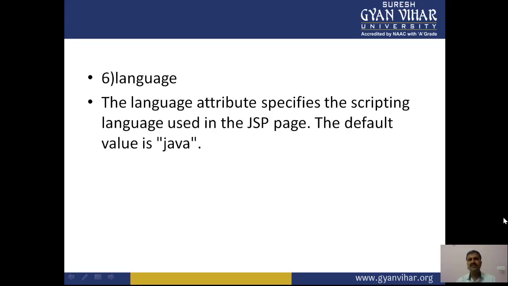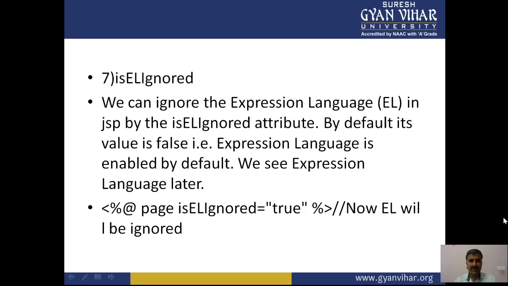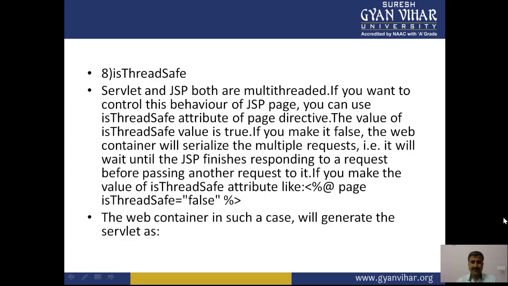The language attribute specifies the scripting language used in the JSP page. The default value is Java, right? Then isELIgnored: we can ignore the expression language, right? EL means expression language in JSP. By default the isELIgnored attribute value is false, i.e. expression language is enabled by default. We will see expression language later. So here page isELIgnored true. Now isThreadSafe?